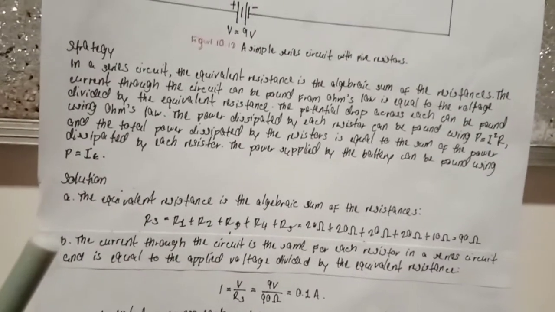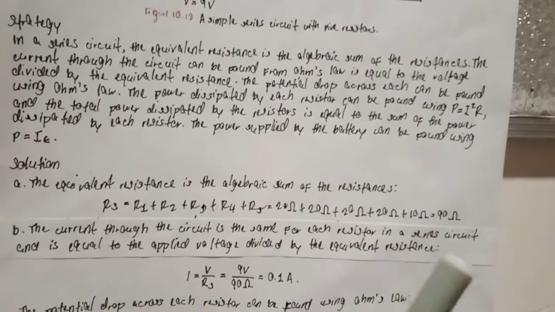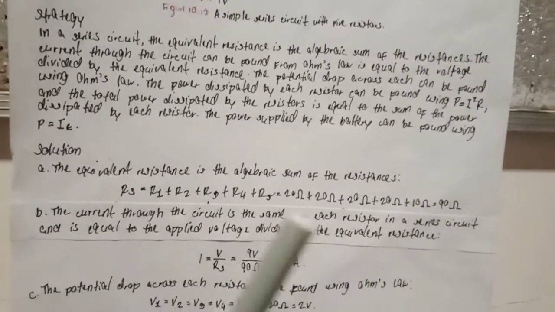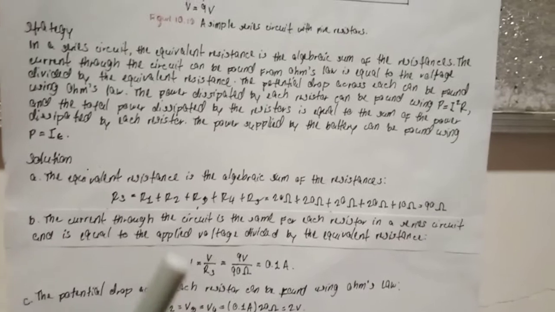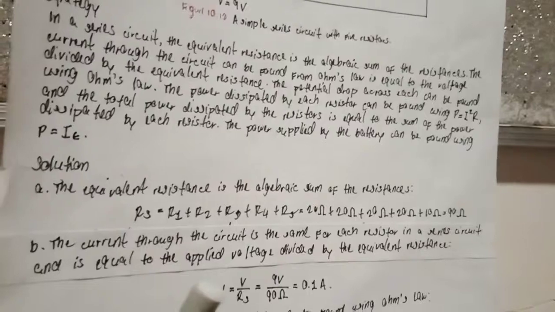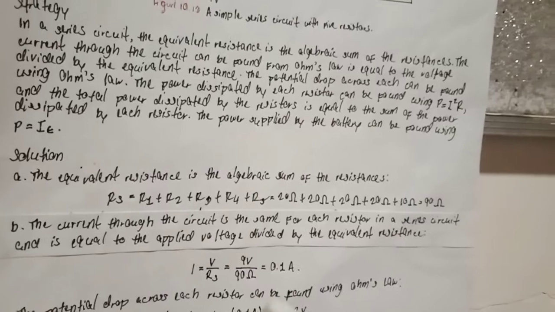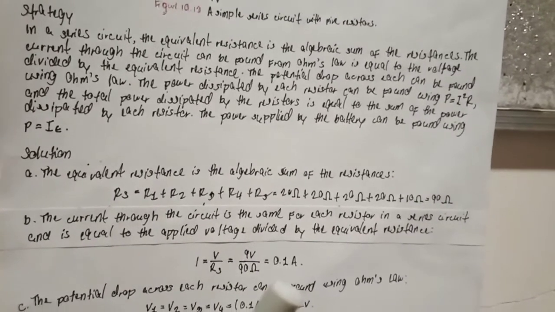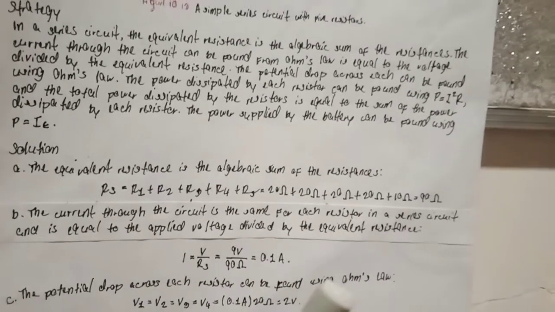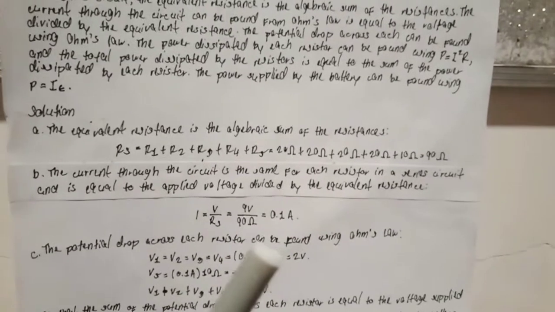B. The current through the circuit is the same for each resistor in a series circuit and is equal to the applied voltage divided by the equivalent resistance. So this is the formula. I is equal to V over R sub S, which is equal to 9 volts over 90 ohms, which is equal to 0.1 amperes. Then C, the potential drop across each resistor can be found using Ohm's law.